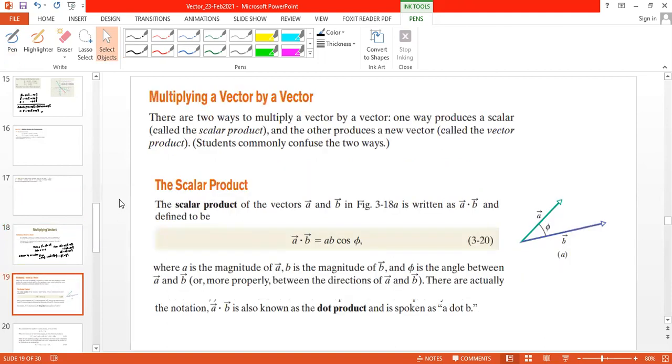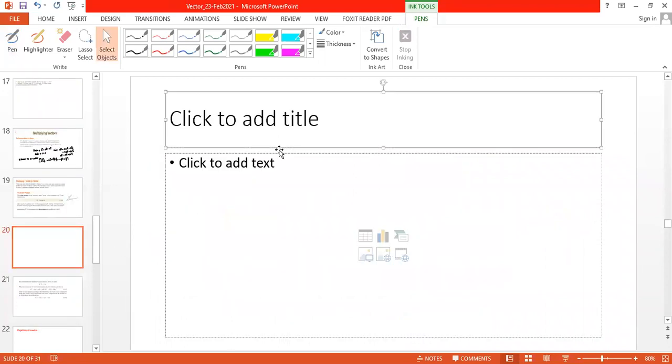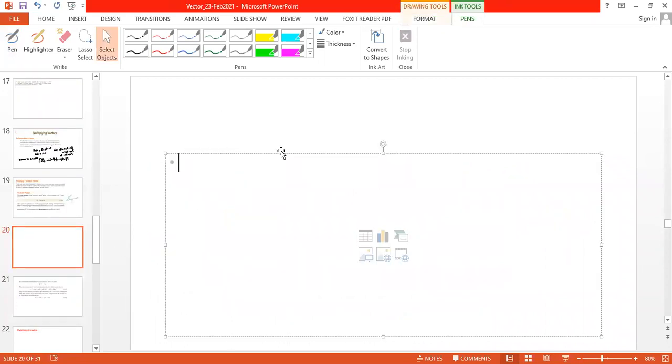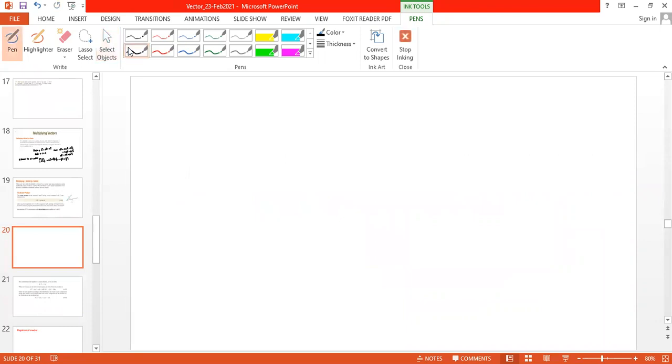There can be two kinds of multiplication. One is called scalar multiplication, and the other is called vector multiplication. This is the main focus of today's lecture. First, scalar multiplication.